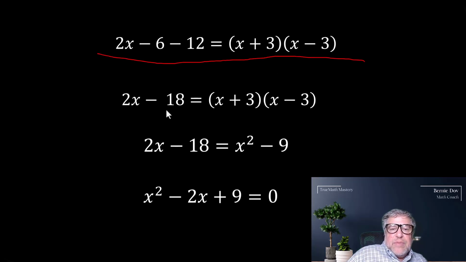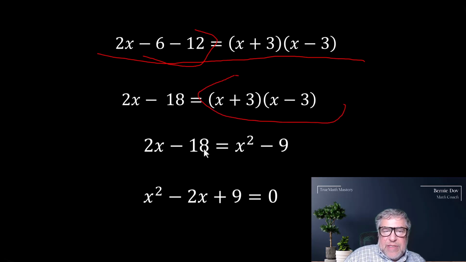And now you have to be able to distribute again, multiply that out. So first combine like terms. Negative 6 minus 12 is negative 18. So you have 2x minus 18 equals, and then we can multiply this out. And you get 2x minus 18 equals x squared minus 9.